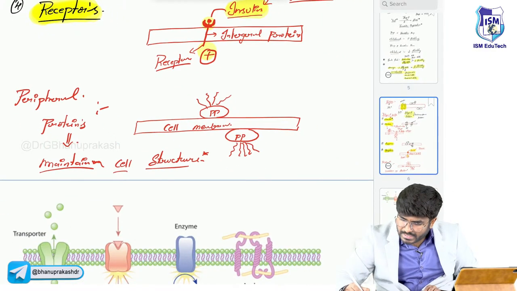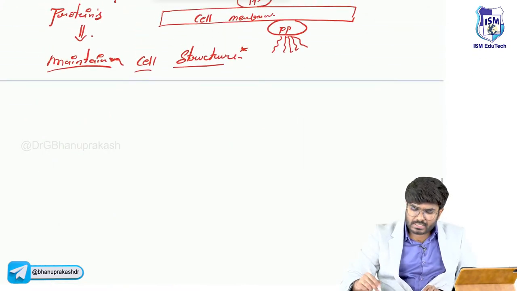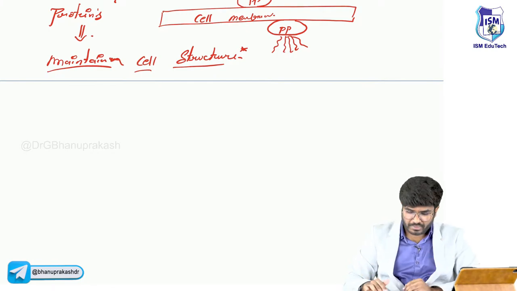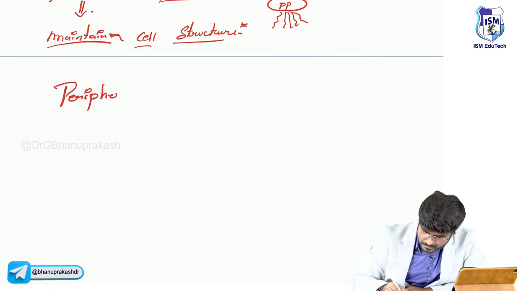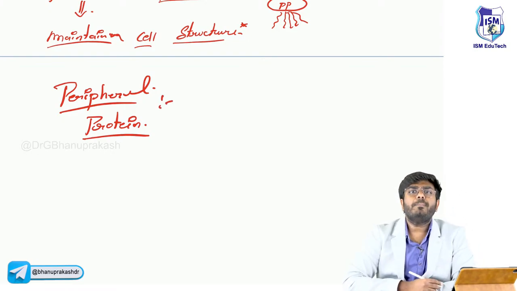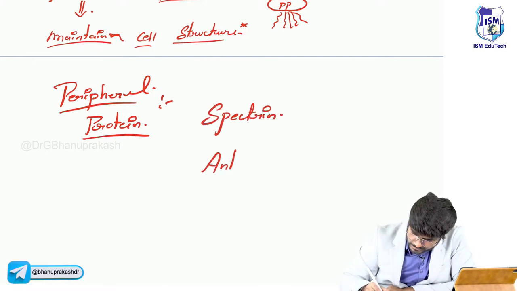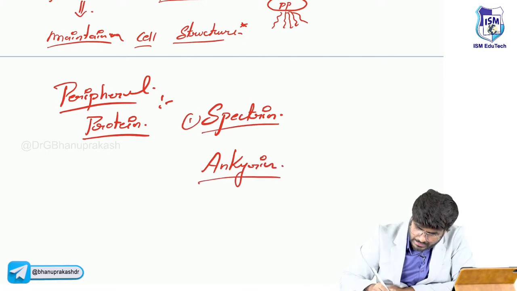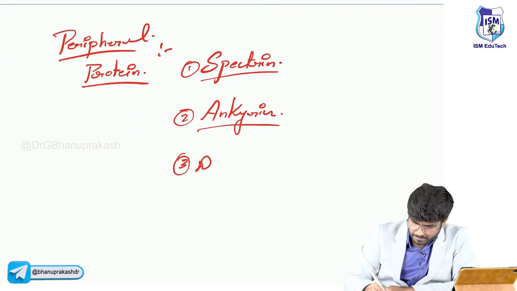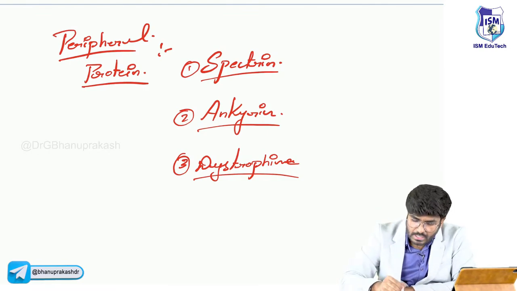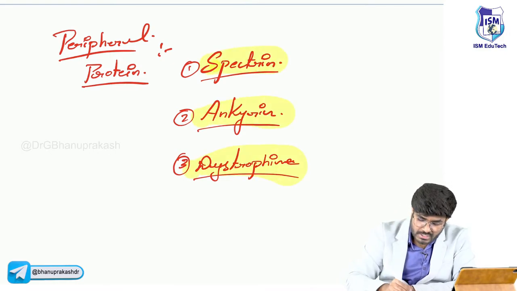In the last FMG exam, this question was asked. Can you tell me some examples, some names of the peripheral proteins? Let me write here. Some peripheral proteins include spectrin, ankyrin, and next, dystrophin. So what are these? Spectrin, ankyrin and dystrophin, all these three proteins are examples of peripheral proteins.